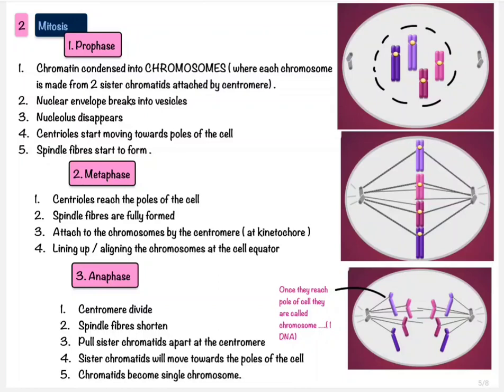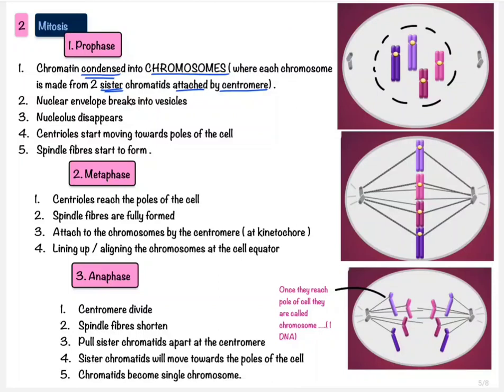At prophase, this is the very first phase of mitosis, where the chromatin, which we consider to be inside a normal nucleus, is now condensed into chromosomes, where each chromosome is made from 2 sister chromatids, the same thing we've been discussing, attached by a centromere just in between them. Nuclear envelope breaks into vesicles.